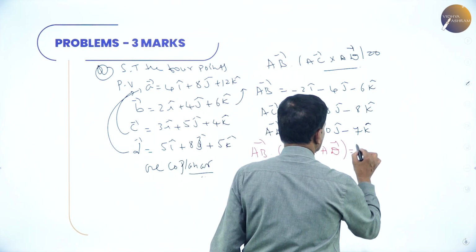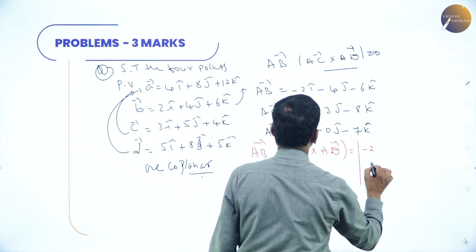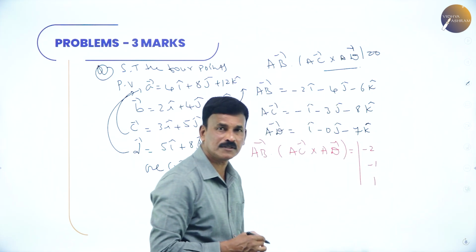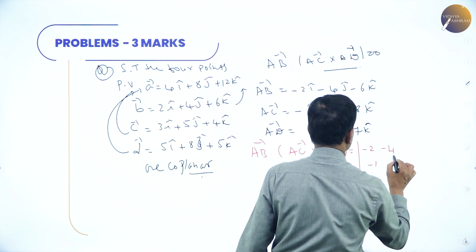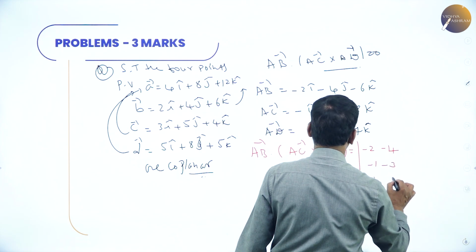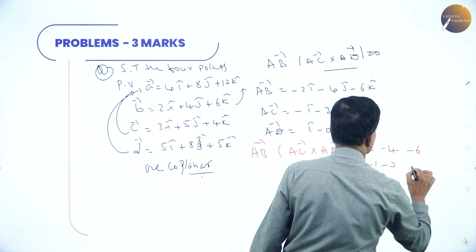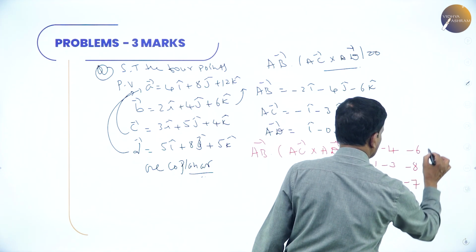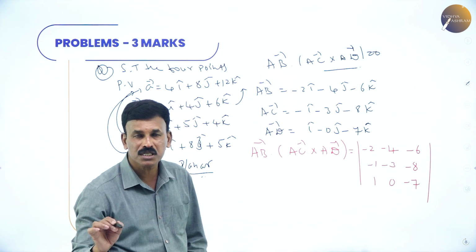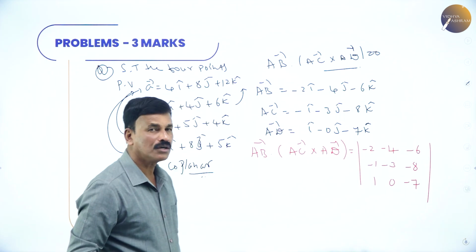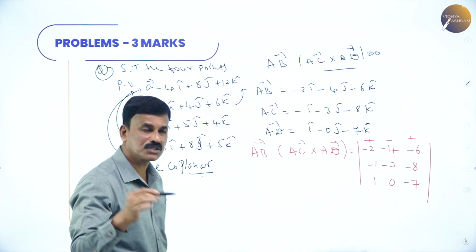This is nothing but the determinant with coefficients of i, j, k: minus 2, minus 1, plus 1 for the first column; coefficient of j is minus 4, minus 3 and 0; coefficient of k is minus 6, minus 8 and minus 7. Simplify this. If this is equal to 0, then the 4 points are said to be coplanar. Okay. Now simplify this. The signs are plus, minus and plus. Expand with respect to the first row.